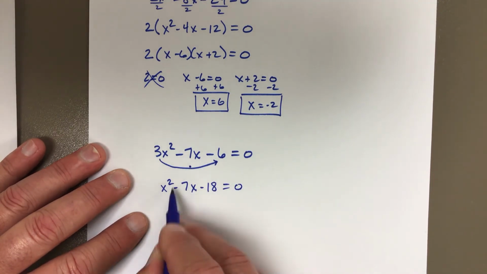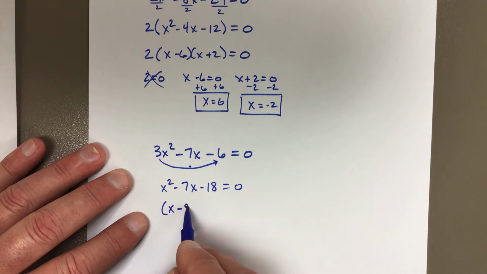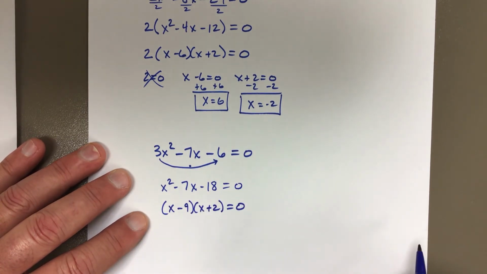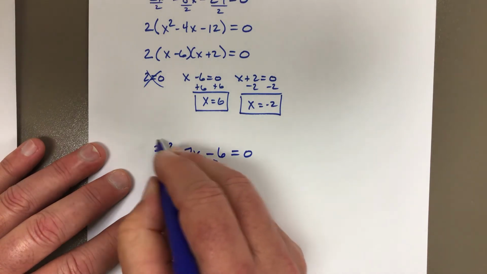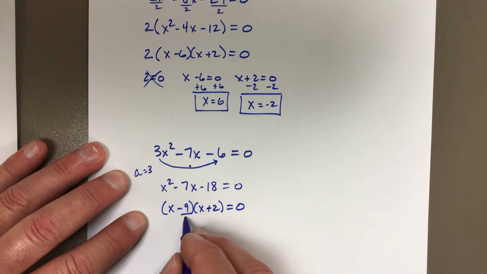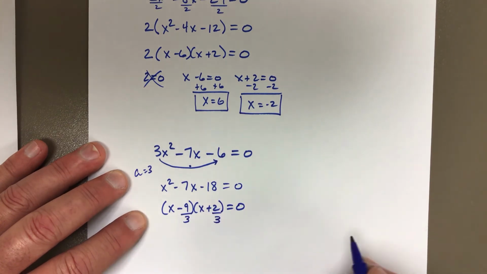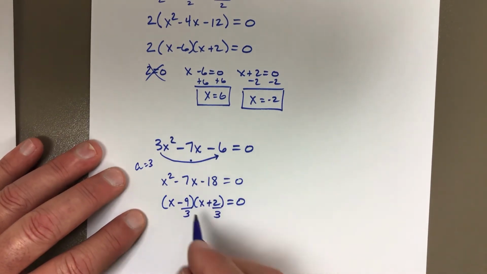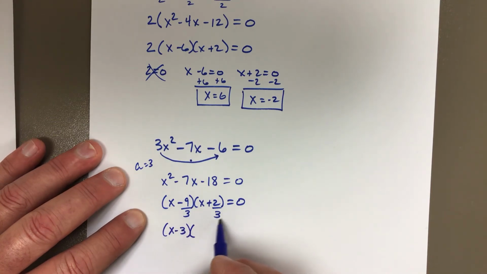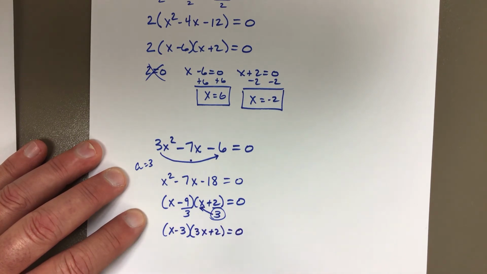Factors of negative 18 that give me negative 7 are negative 9 and positive 2. Then remember that this is our A, so our A is 3. And so that means we have to divide by 3 here, or reduce. So 9 divided by 3 is 3. And then 2 over 3 cannot be reduced, so we take and we slide that up. Slip, slide. So this becomes x minus 3 and 3x plus 2 equals 0.